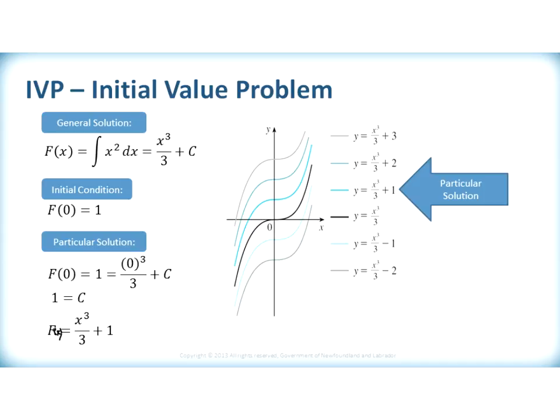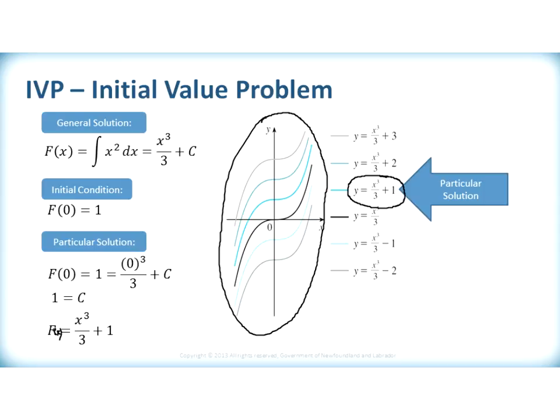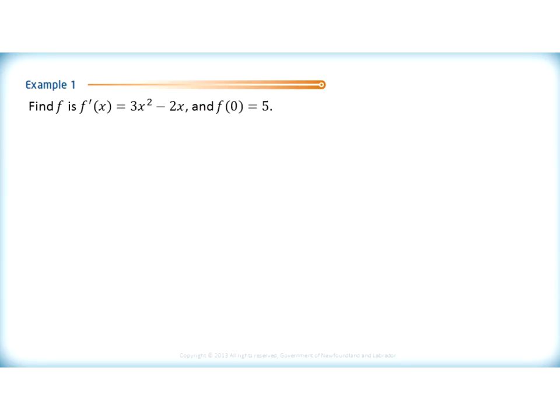And what that does, if we think about all the different possible solutions that we had, the ones that we talked about, this narrows it down so we know exactly which function we're dealing with. It's going to be y equals x cubed over 3 plus 1, which, according to the color, would be this graph right here. Okay? Alrighty, so that's the idea behind it. Let's see if we can solve some of these.